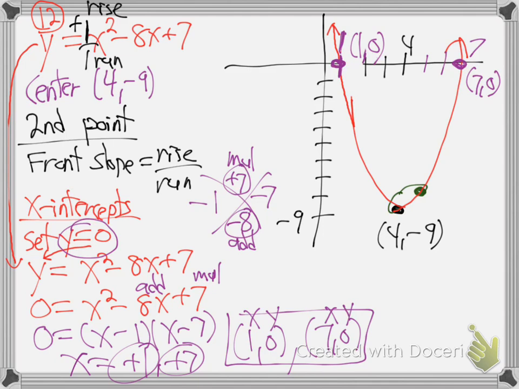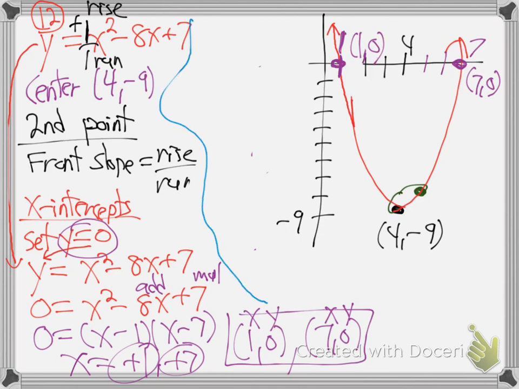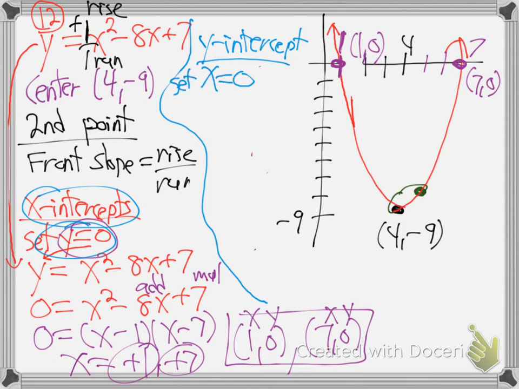Finally, they want us to find the Y-intercept. Let me create a little room here for the y-intercept. Remember, if we found the x-intercept by setting y to 0, we find the y-intercept by setting x to 0. So you take the original equation, y equals x squared minus 8x plus 7, and you just plug in 0 for x, and it's really pretty easy, isn't it? This goes away, and y is just 7.